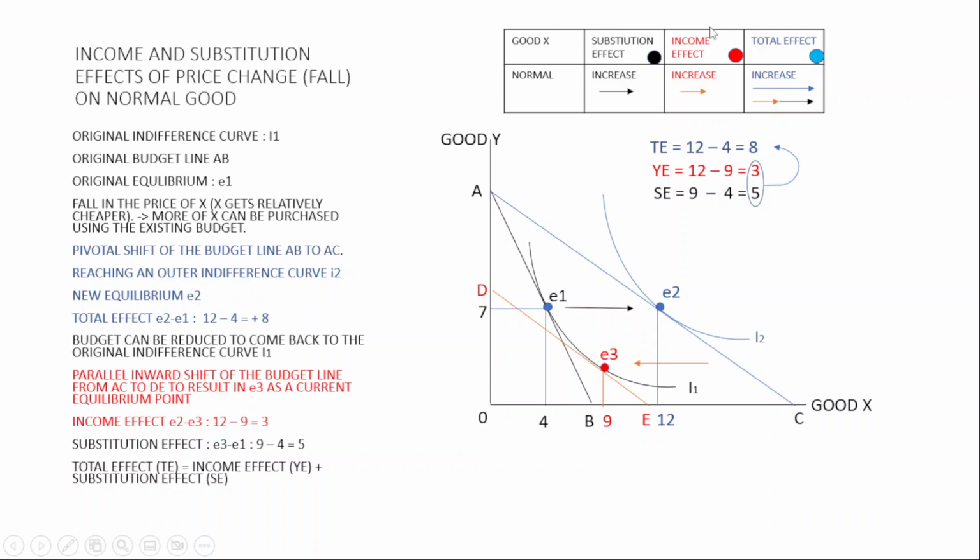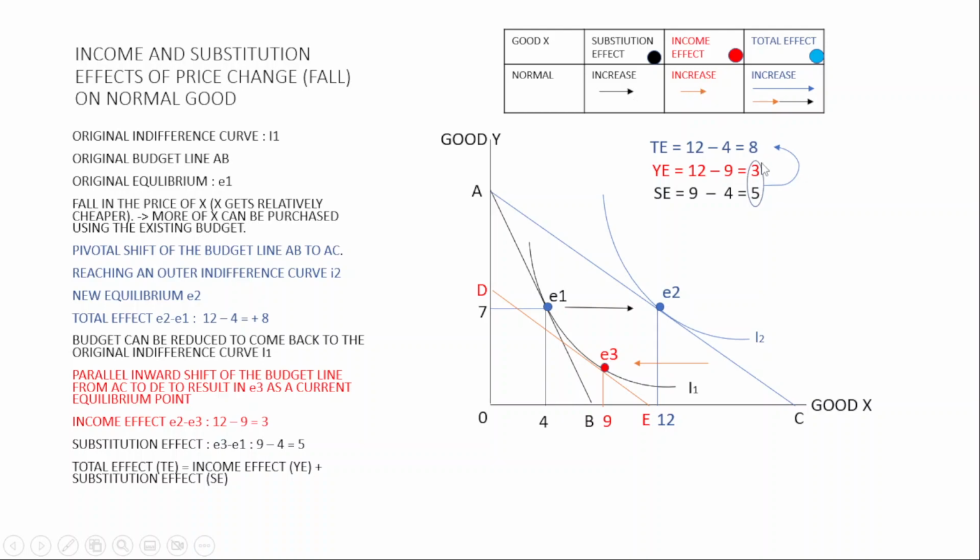Now see another thing. Let's now refine our working with this table. There is an increase, black increase. This is your substitution effect, and there is a value of this, 5. And you see that there is an increase in the income effect, that is 3. 3 is less than 5. So you see that this arrow is bigger than this arrow. This is representing 5. This is representing 3.